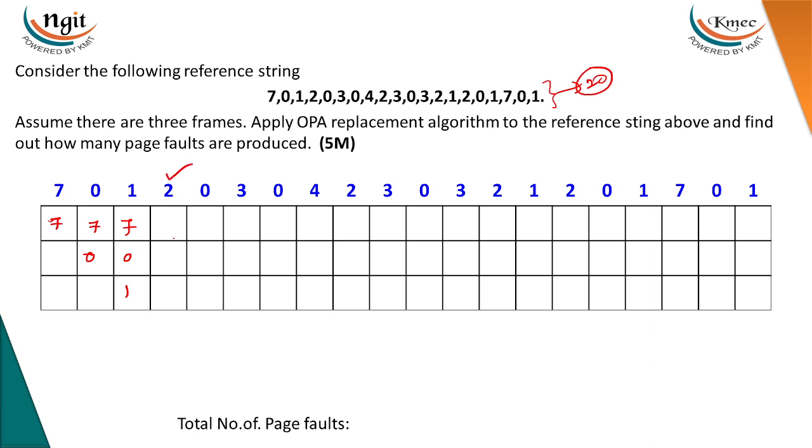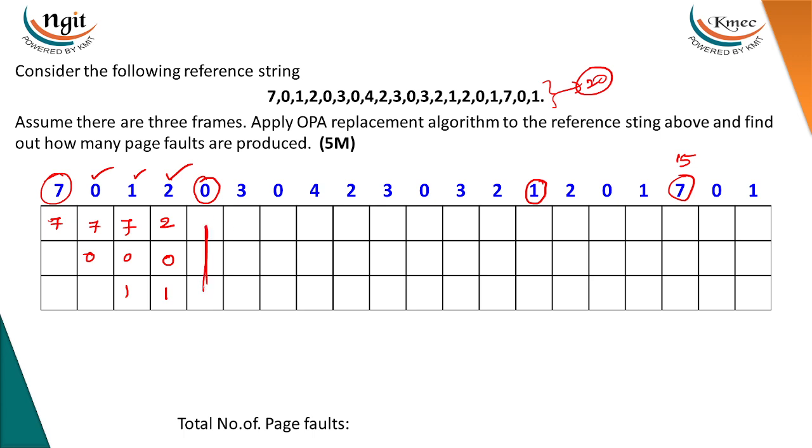Then it comes to 2. Now 2 will replace one of these pages. But which page will be replaced? Let's see. First check the distance for 7, where it is coming. 7 is coming at the 15th place, so the distance is 15. But look here, 0 will come immediately, so keep 0. Then 1 is also before 7. 0 and 1 come before 7, so we are not replacing 0 and 1, we will replace 7.